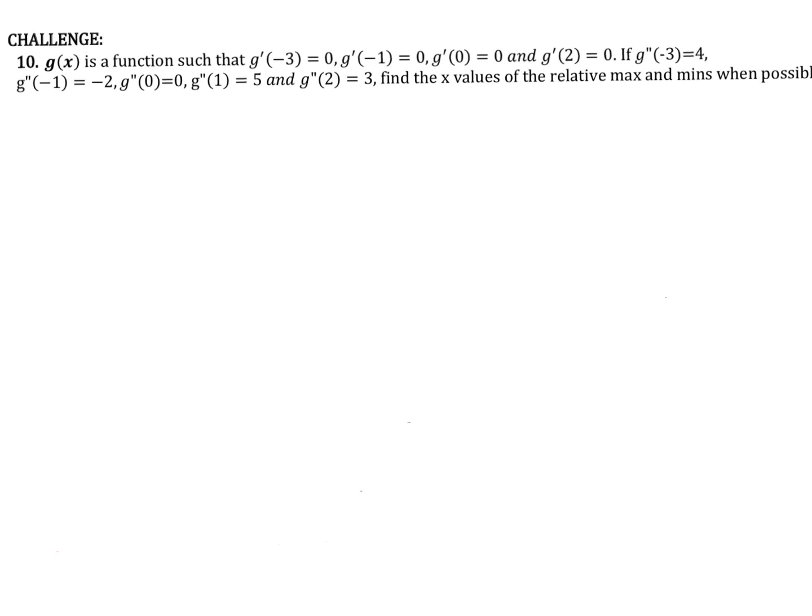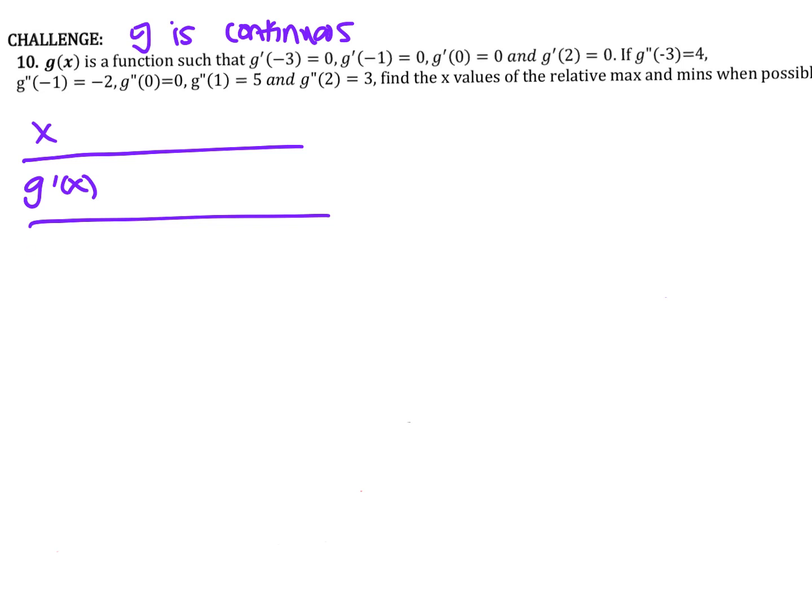I want you to pretend that it said that there, that g is a continuous function. So the best thing to do when we're given this much information is to really start by just making a table of values. We're given some x values, we're given the value of the first derivative at some of those x values and the value of the second derivative. So go ahead and pause the video and create your own table.